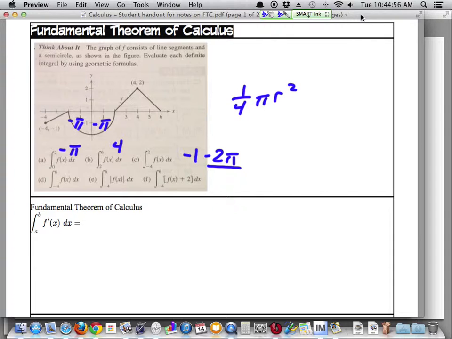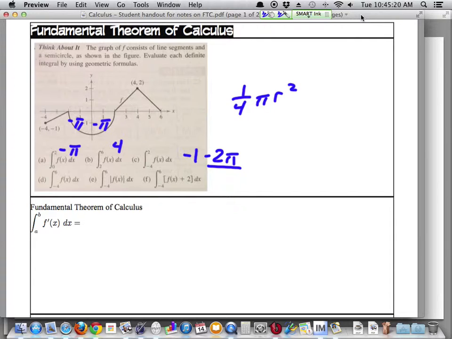What are the dimensions of my triangle? 2 and 1, and divided by 2 gives me the 1. And everything's below the x-axis, so I need to subtract everything: negative 1 minus 2 pi. So when you're trying to find the area under the curve, you just find the area between the line and the x-axis? Yes, it's always between the line and the x-axis.